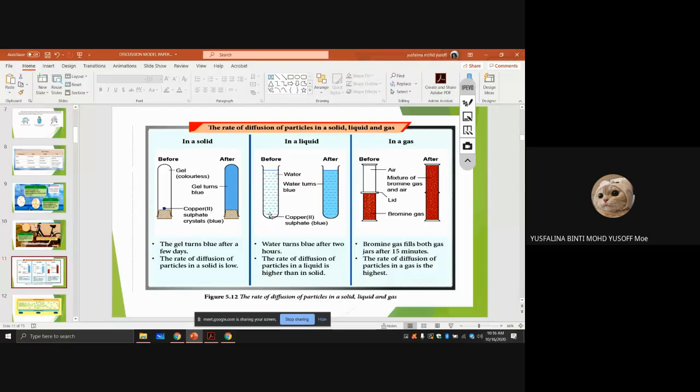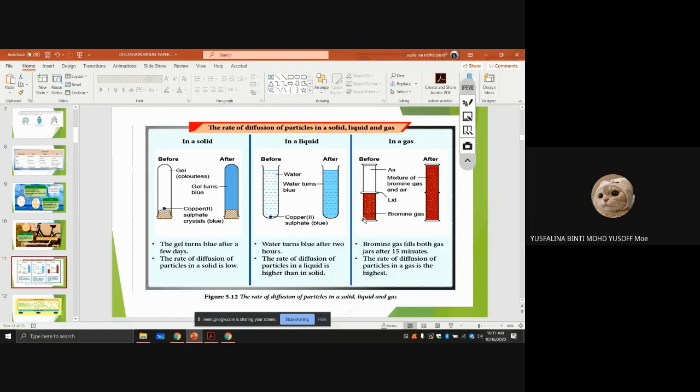Okay, we put the copper sulfate blue in the water here, and this one we put in the gas jar. So this one you see is bromine gas. We don't use the copper sulfate blue here. We use bromine gas here.